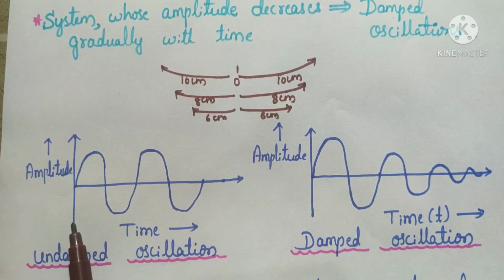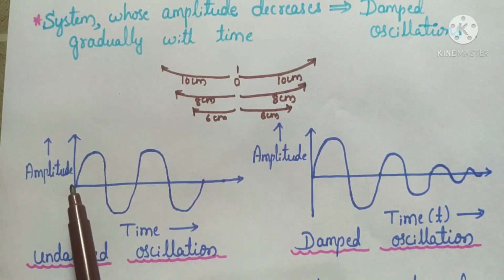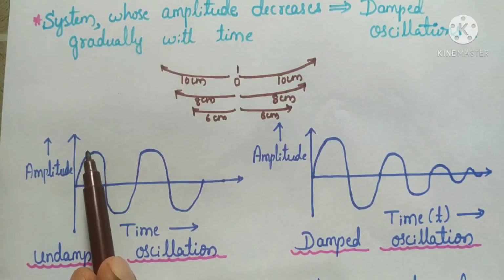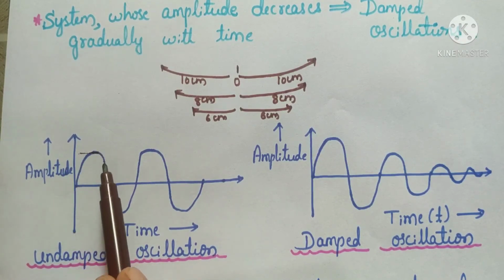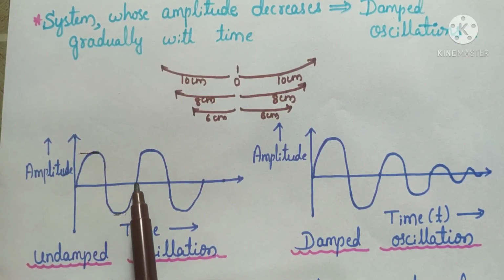So here along the y-axis we have taken the amplitude and along the x-axis we have taken the time. During undamped oscillation, what happens? The amplitude remains the same in each oscillation, right? So here if you observe, the crest height is up to here, the trough height up to here. So this is the graphical representation for the first oscillation.